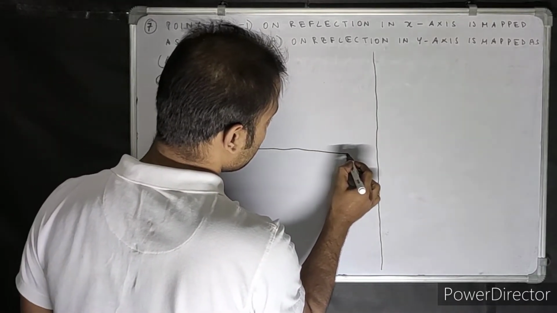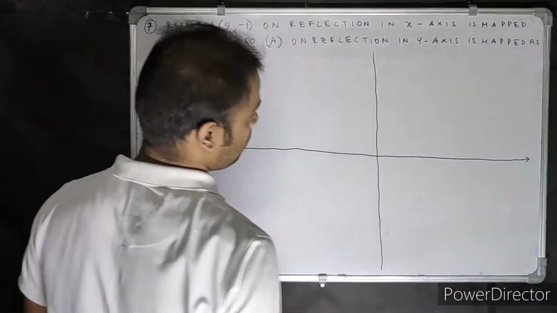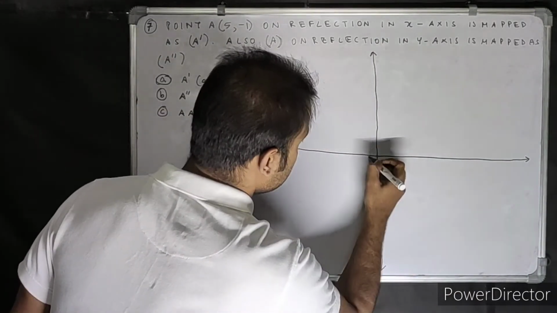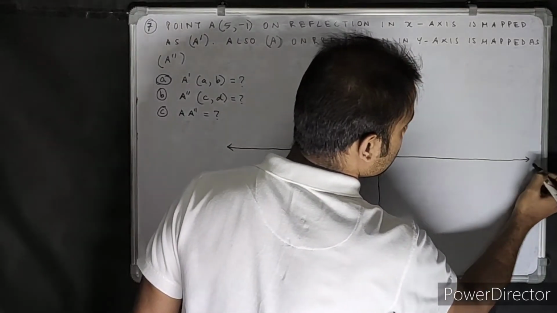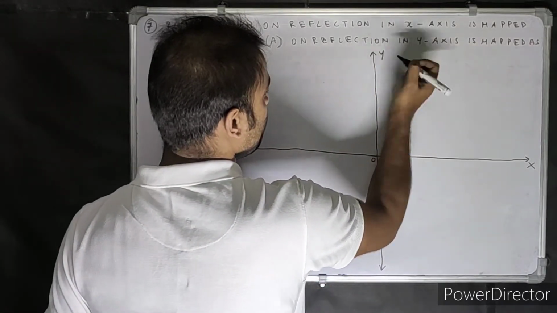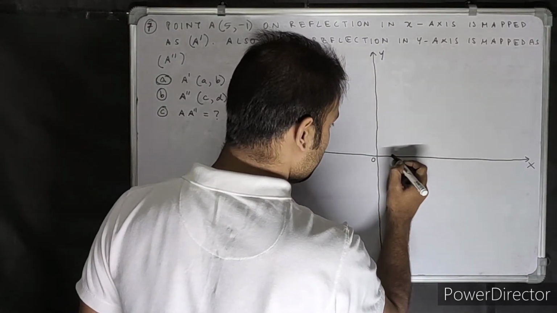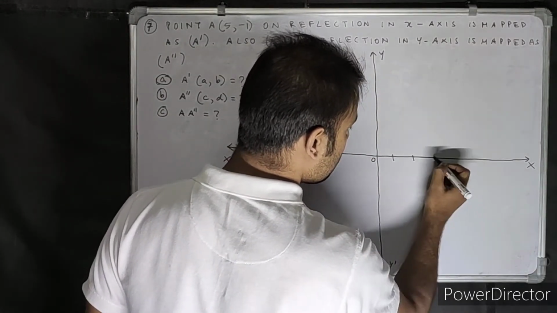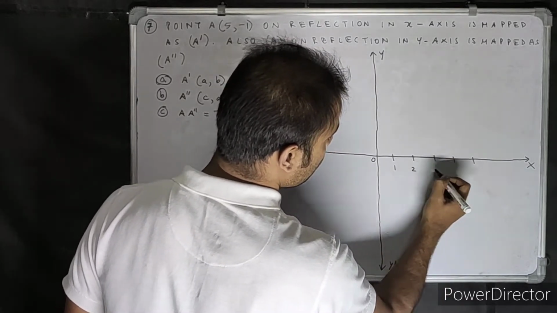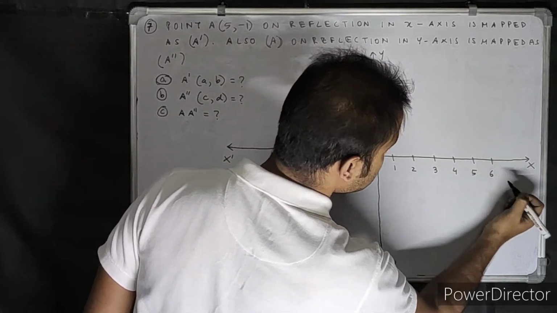This is my x-axis. Use a ruler, y'all. Don't do like me. This is the origin. So this is the x-axis, the negative part of the x-axis you have to write as x dash. This is the y-axis, and the negative part is y dash. So start plotting 1, 2, 3, 4 and 5, and one more for safety, 6.